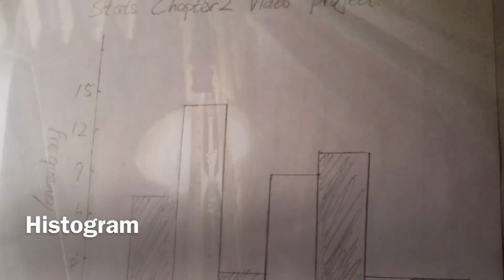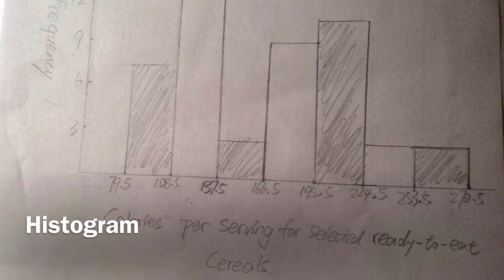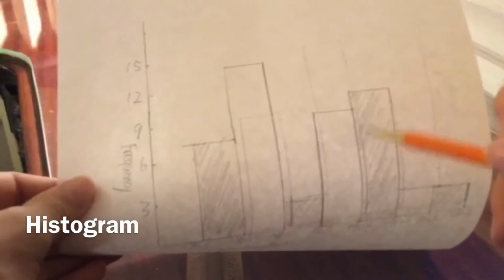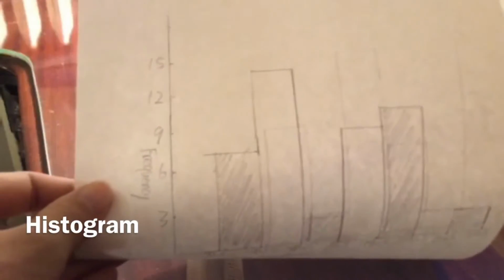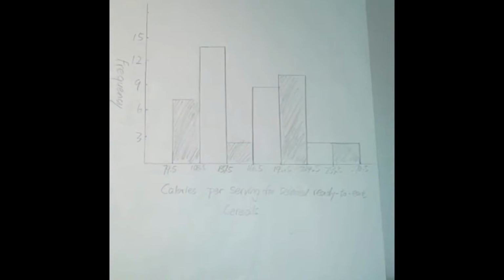I'll show you a graph of how a histogram is finished. You could choose to color your bars just to make it look more clear. The shape of this graph is a little bit right-skewed.